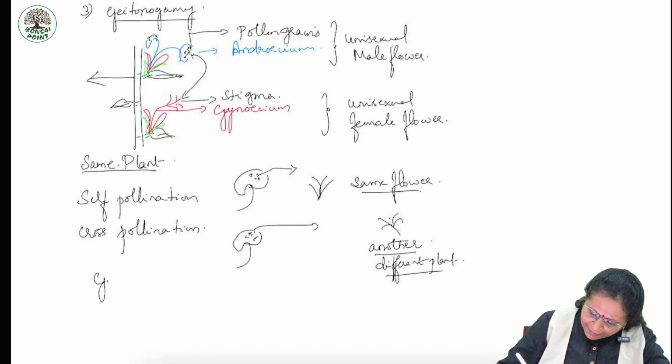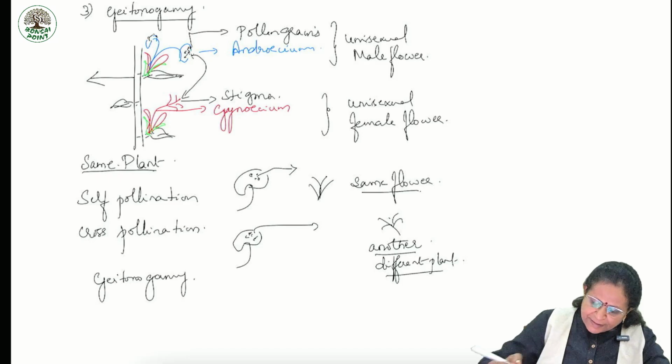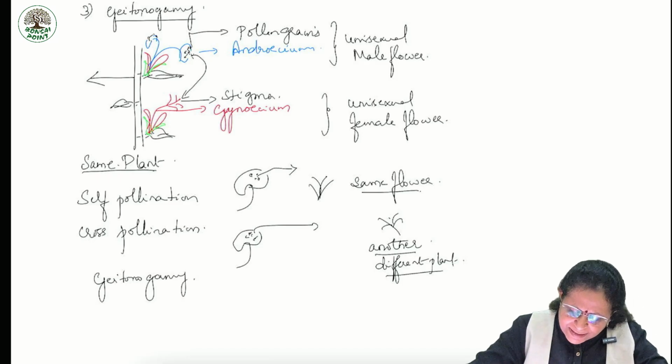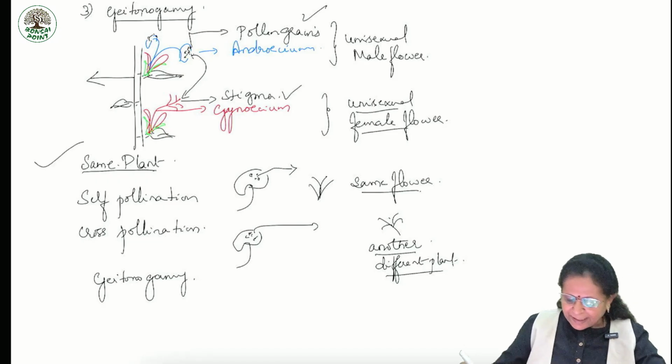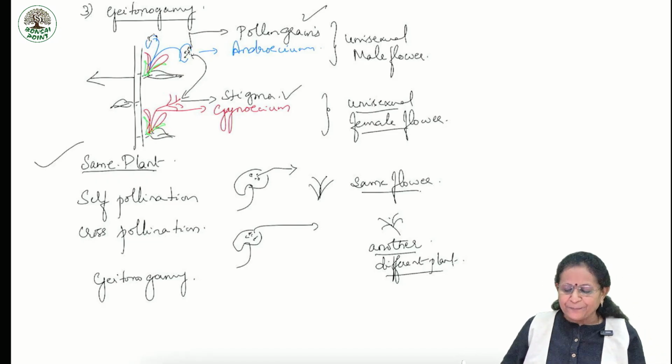And finally, geitonogamy. Here we say that, just now I told you, transfer of pollen grains from the anther onto the stigma of another flower, but on the same plant is said to be geitonogamy.